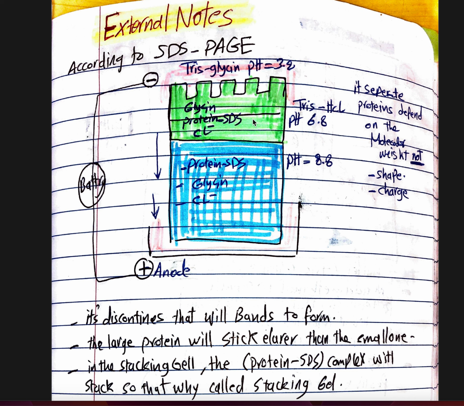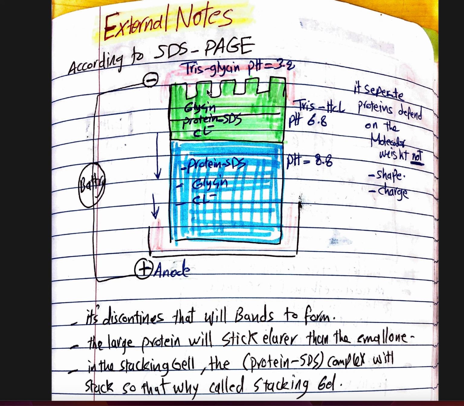So we have here the stacking gel, and we have here the separating gel. Here it's the cathode, here is the anode, and we wanted the protein to separate like this. We said that the pH here is 6.8. Why 6.8? Because we wanted the proteins to be in one band, and then the pH is 8.8. That means we wanted these proteins to be separated.